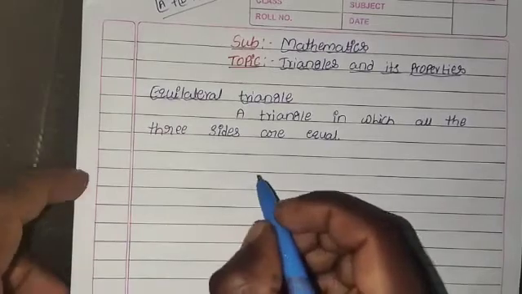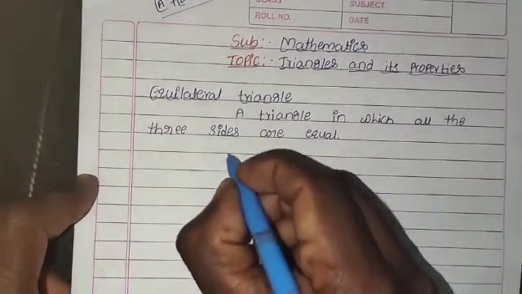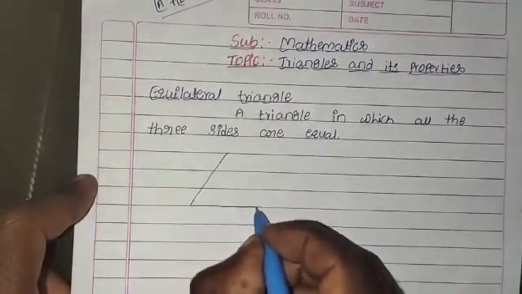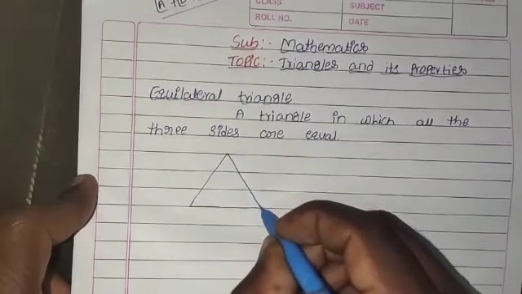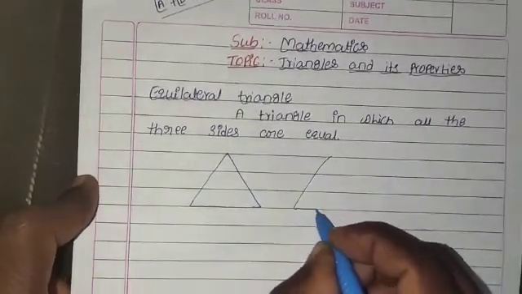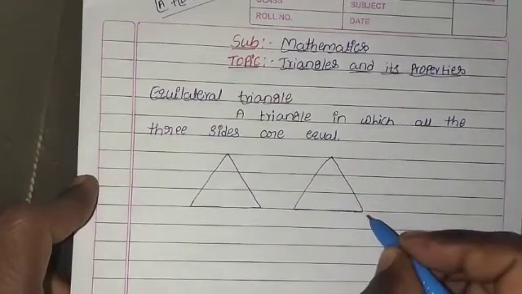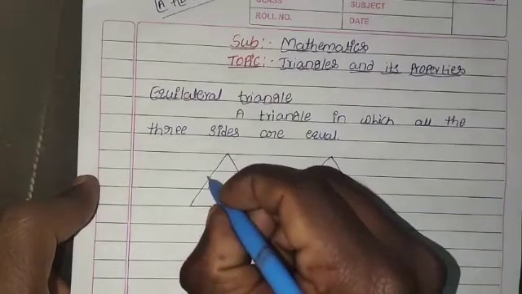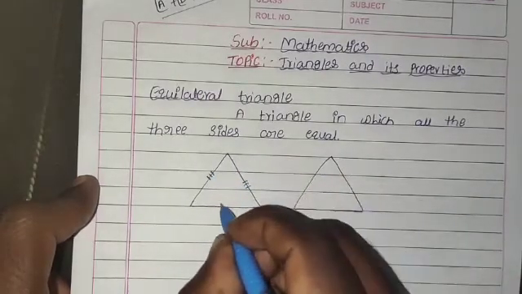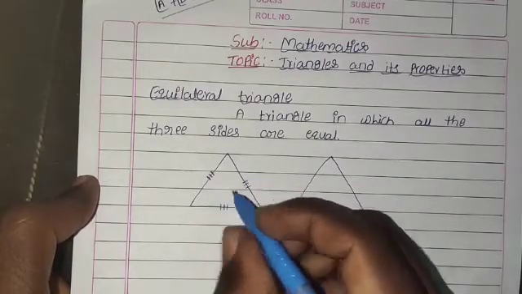Now we should draw two identical triangles like this. This is one triangle, and this triangle is identical with this. Just imagine these two are equilateral triangles. All three sides are equal like this. This symbol indicates an equilateral triangle.